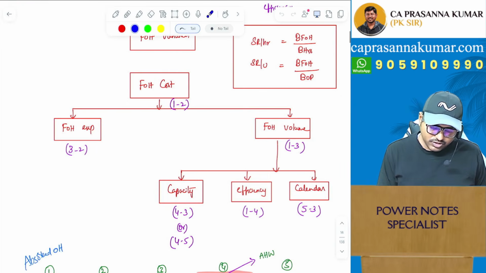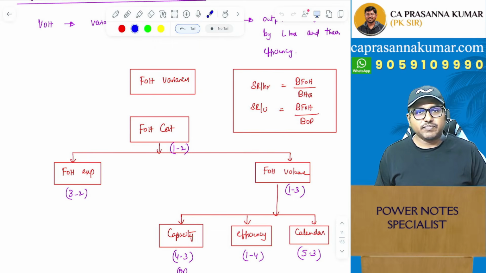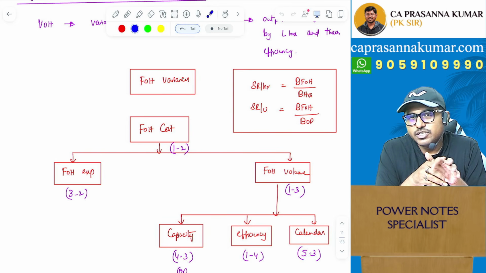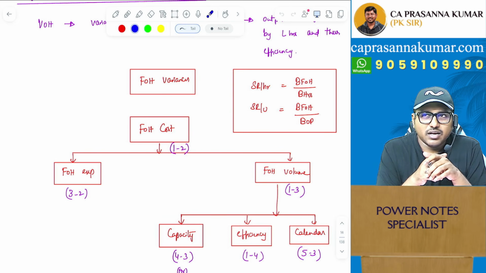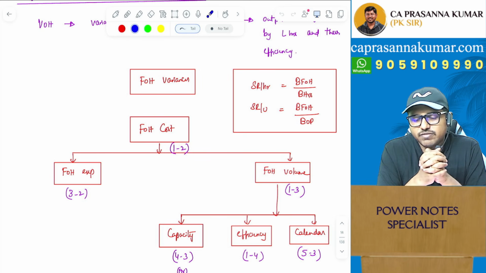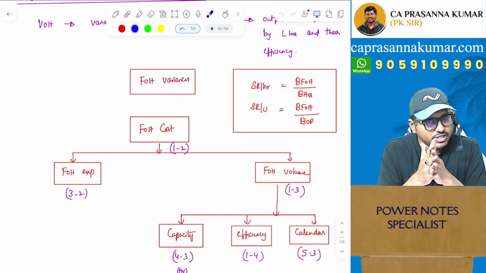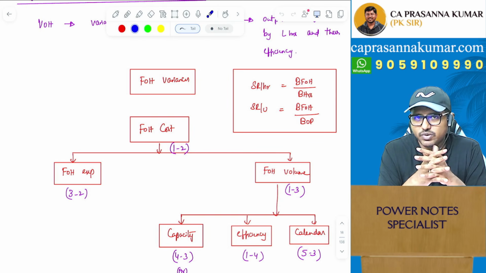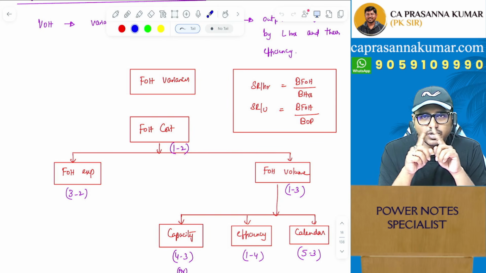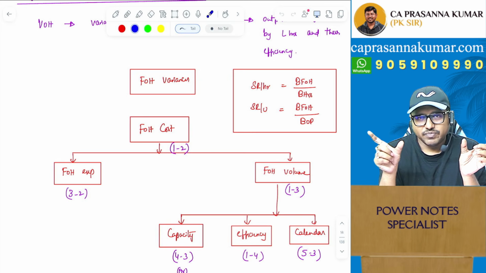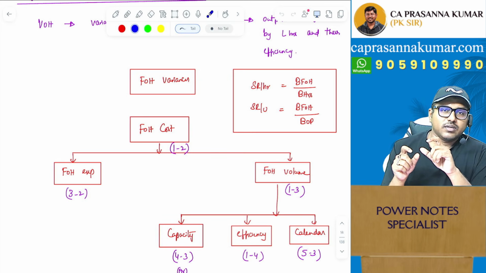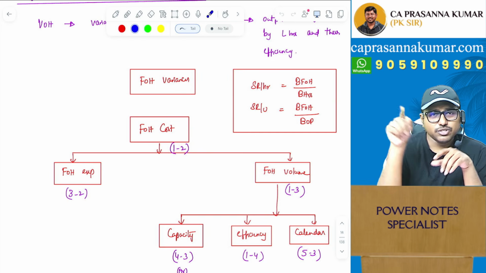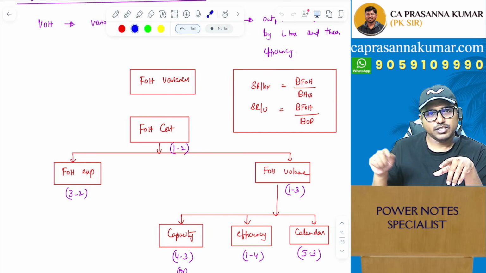Next, fixed overhead variances. First step when it comes to overhead variances: SR per hour, nothing but budgeted fixed overheads divided by budgeted hours. SR per unit, right? Budgeted fixed overheads divided by budgeted units or budgeted output. Okay. Now, what about the formula? Fixed overhead cost variance is divided into expenditure and volume. Volume will be divided into CEC: capacity, efficiency, calendar. Now, 1 minus 2, 3 minus 2, 1 minus 3, 4 minus 3, 1 minus 4, 5 minus 3.